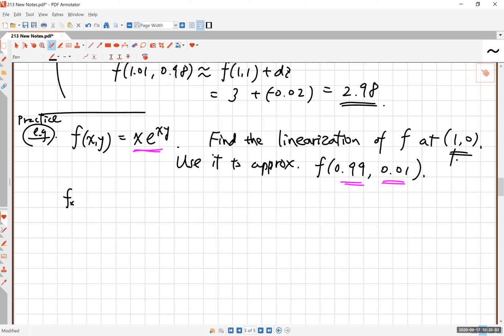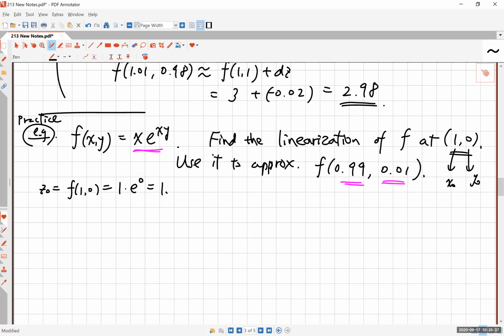By the way, you should also identify this is x naught, that's 1, and y naught is equal to 0. And we actually haven't, maybe I should do this before we get into this, right? We actually have to calculate f at 1, 0. That's your z naught, okay? Because that is the z value of the point 1, 0. And so that's 1 times e to the 0th power. Remember, e to the 0th power is not equal to 0. Okay, so the point we're looking for is 1, 0, 1.